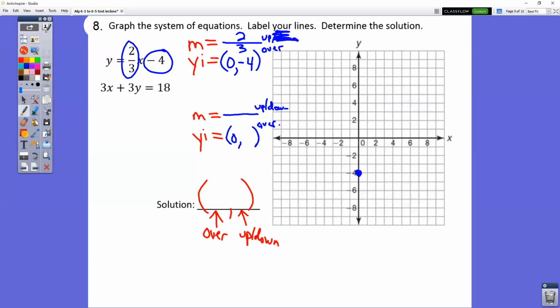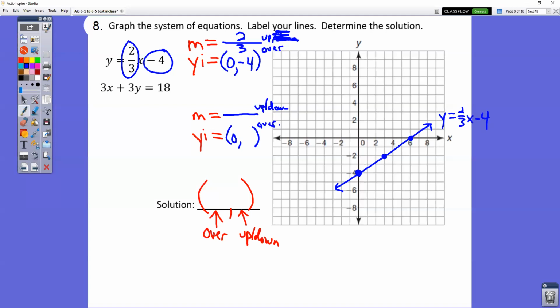And then we're going to follow our slope twice. We're going to go up 2 over 3, up 2 over 3. This is what our graph looks like. For our second one, and you should always label your line. It's a good habit to get into.